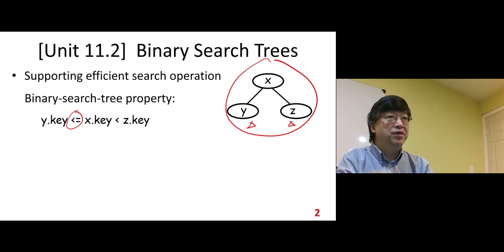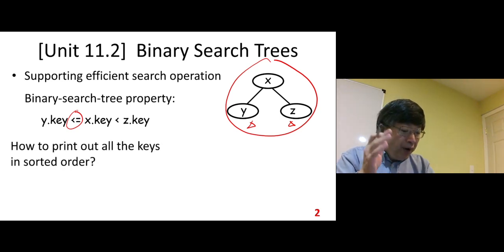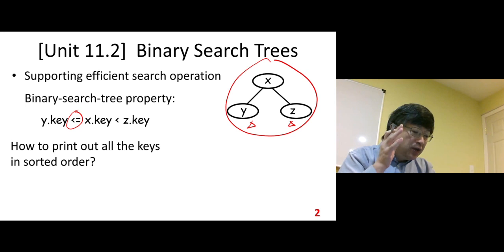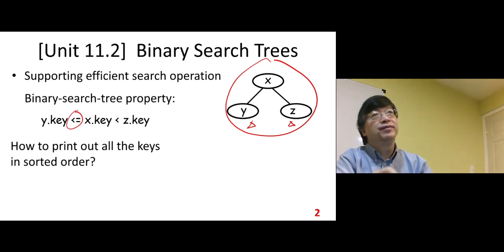That's simple. So this is the binary search tree property. If the nodes stored in your binary tree satisfy this condition, then you have a binary search tree. Next question. How to print out all the keys in sorted order?